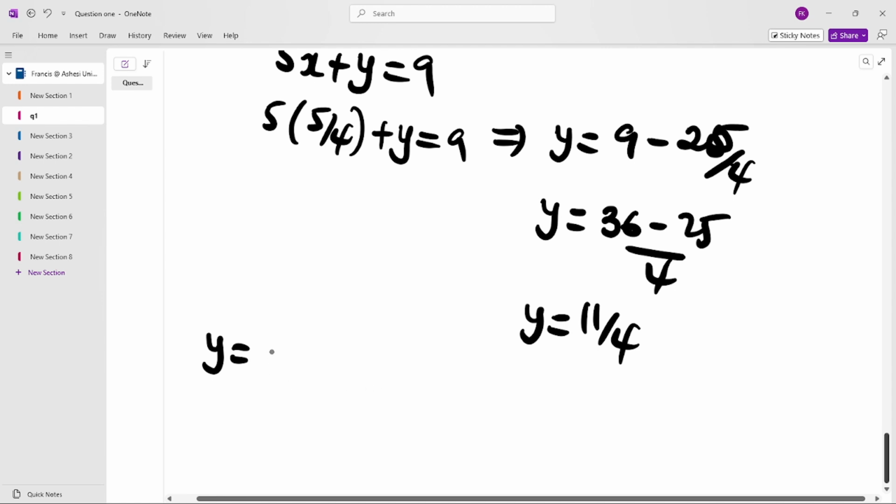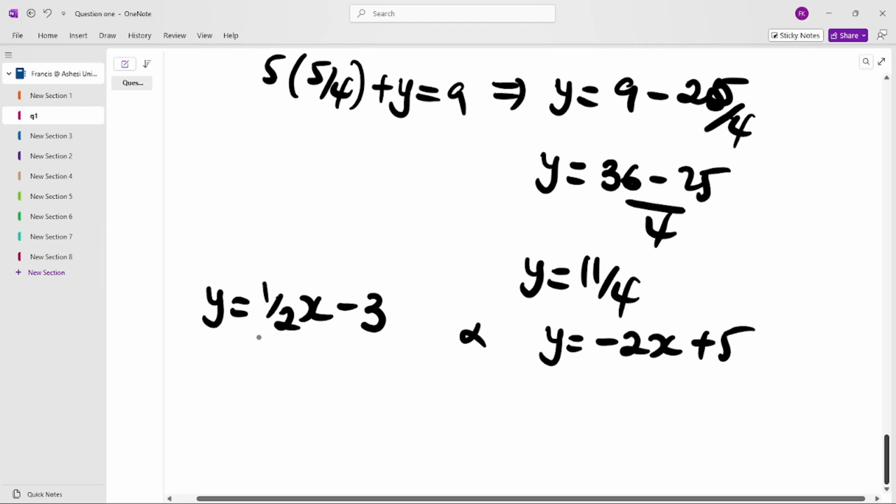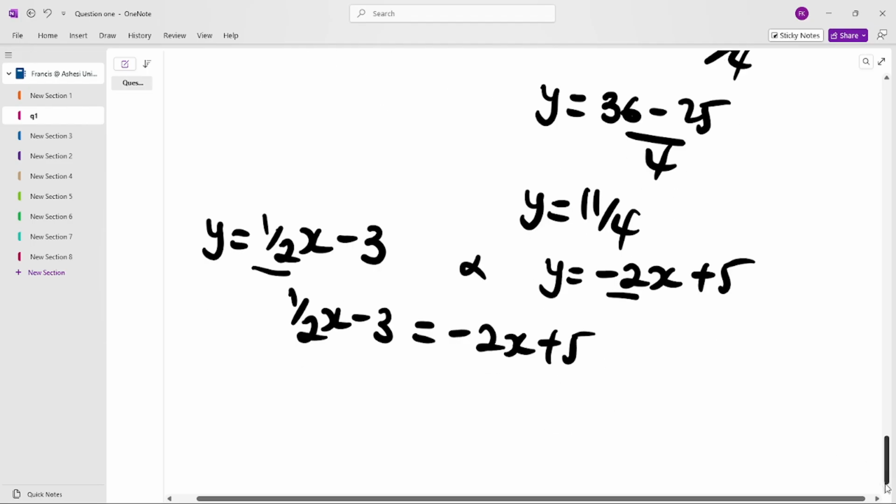y is equal to half x minus 3 and y is equal to negative 2x plus 5. So the ingredients are already there. If you compare, they are not the same, so you need to make them the same. Half x minus 3 will be equal to negative 2x plus 5. So we have half x plus 2x equals 5 plus 3.